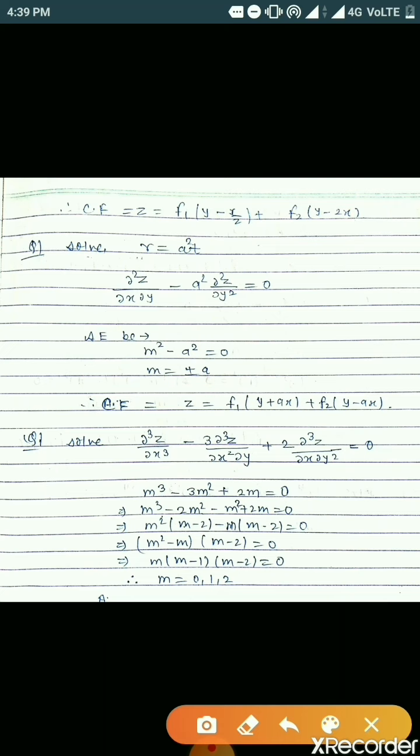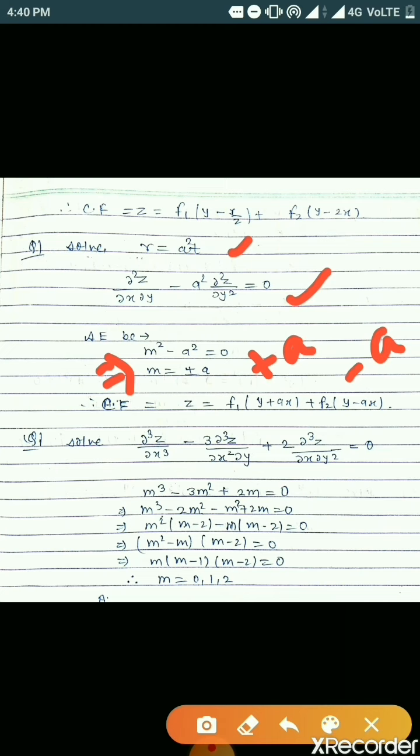Let us see another example: solve r equals a square t. So here we will write this equation as del 2z by del x del y equals a square del 2z by del y2. And when we take this one to the left hand side, we have del 2z by del x del y minus a square del 2z by del y square equals 0. Therefore, its auxiliary equation will be m square minus a square equals 0, and this will give the value m equals plus minus a. So its complementary function is z equals f1 y plus ax for the plus a, and f2 y minus ax for the minus a.